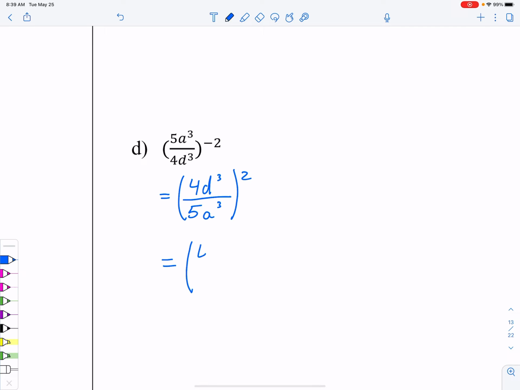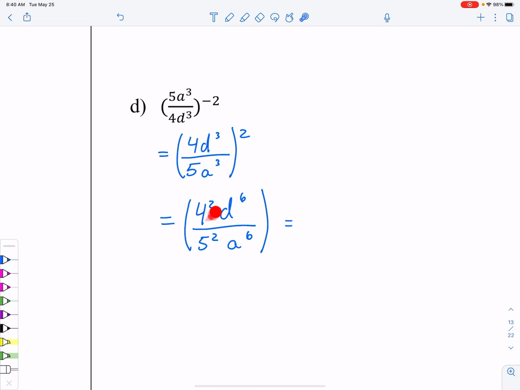So we get 4 squared d to the 6 over 5 squared a to the 6. Okay. Then we can multiply these out. So 4 squared is 16 d to the 6, and 5 squared is 25 a to the 6. Okay, we can't simplify that any further, so that's our final answer.